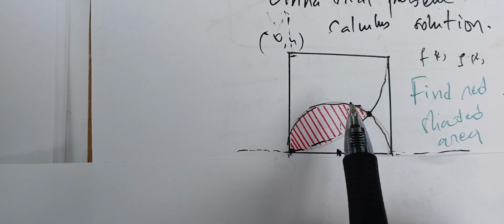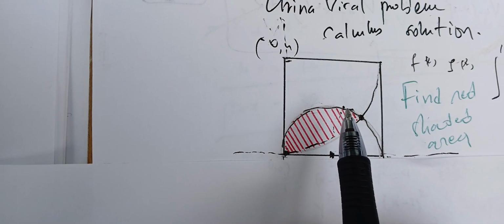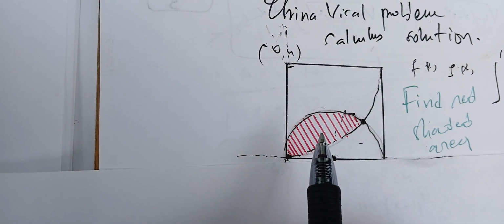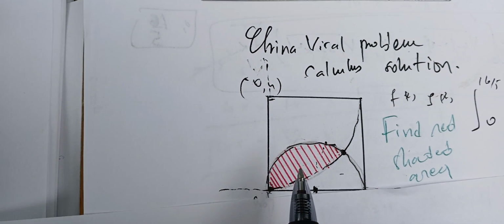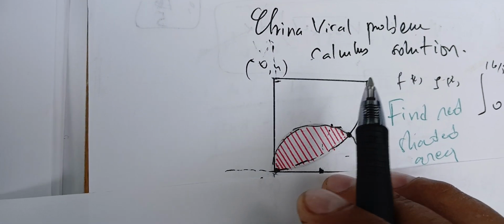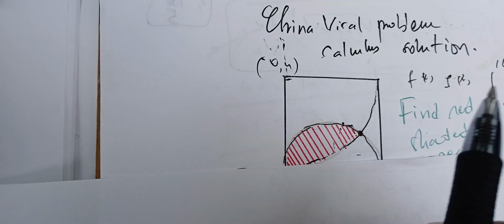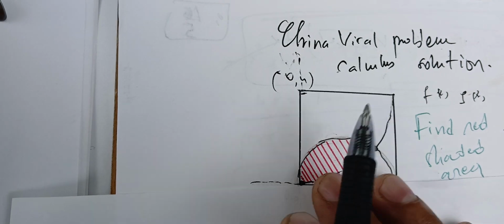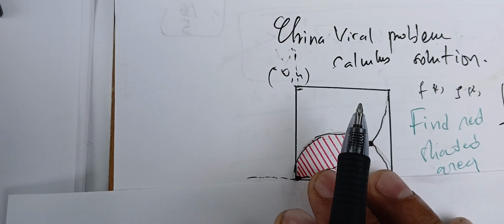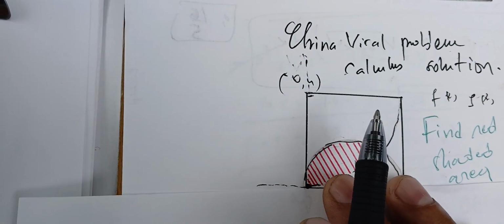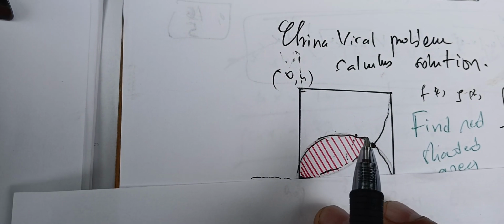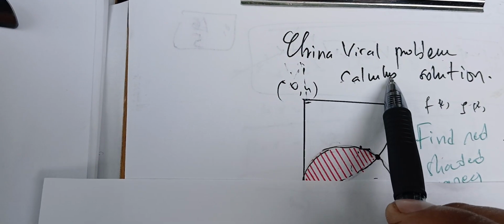I took this problem from a channel called Mind Your Decision. I have the link in the description if you want to see the geometric solution. So here I'm gonna solve it using calculus. I will not do all the details, but I will give enough information so that you can solve this one by yourself. It's like a 99% solution that I gave, only 1% left. This is called the China viral problem.